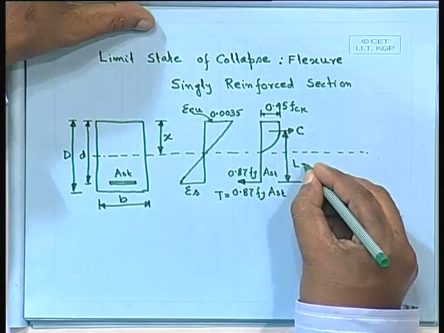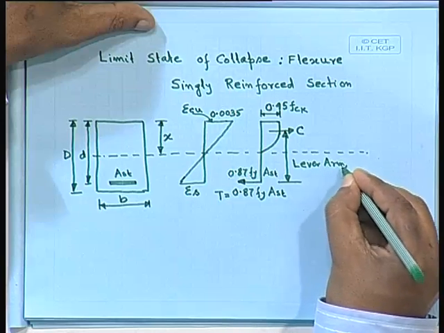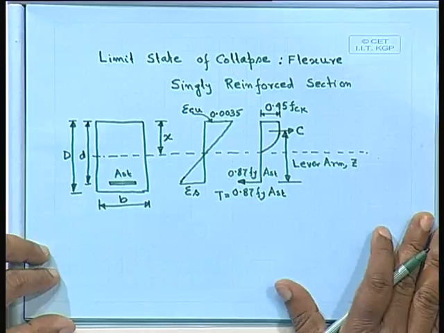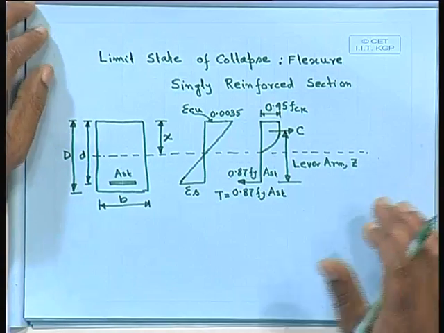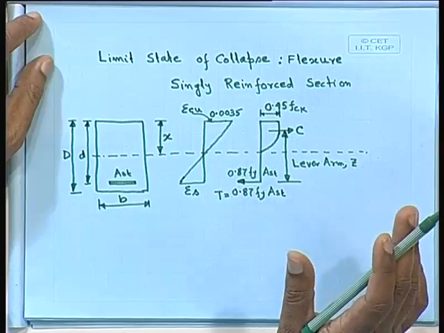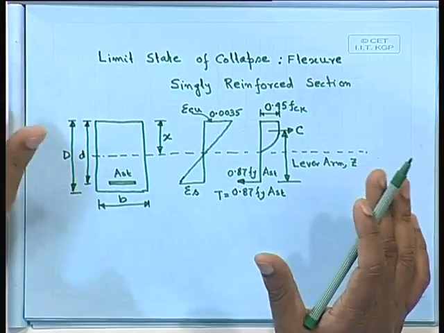This is the lever arm. We specify it by Z, so lever arm Z. So, what is the difference here? In the working stress method, we shall not always compare, but since we have done it in the last class, let us compare for this singly reinforced section for flexure.